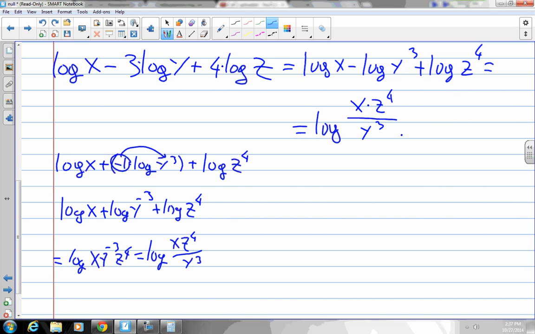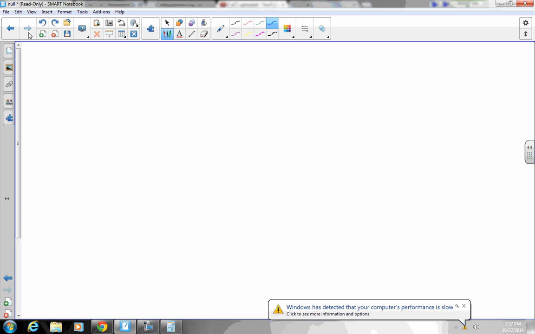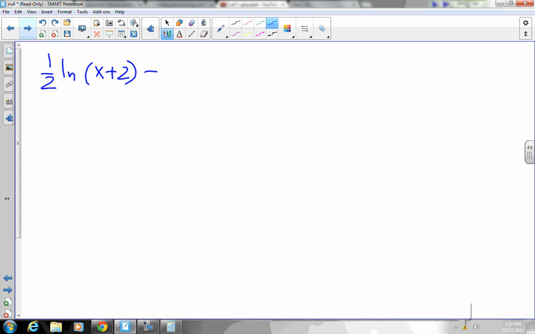Is that okay? All right. How about this one? That's just 1/2 natural log of x plus 2 minus 1/3 natural log of x minus 2. So what's going to happen with the fractions 1/2 and 1/3? What are they going to become?